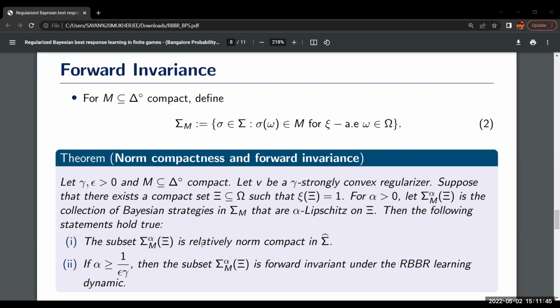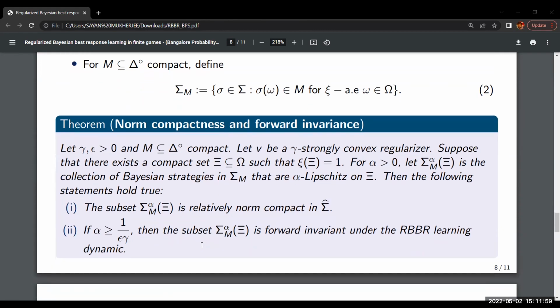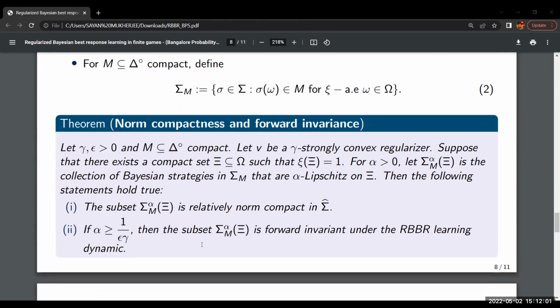Basically, you fix a compact set M inside the interior of the simplex and consider the Bayesian strategies such that sigma omega is inside M for xi almost every omega. Now, the norm compactness and forward invariance result states the following; there are a few notations. Gamma is the strongly convex parameter, epsilon is the constant which is multiplied with the regularizer, and M is this compact set inside the interior of delta.